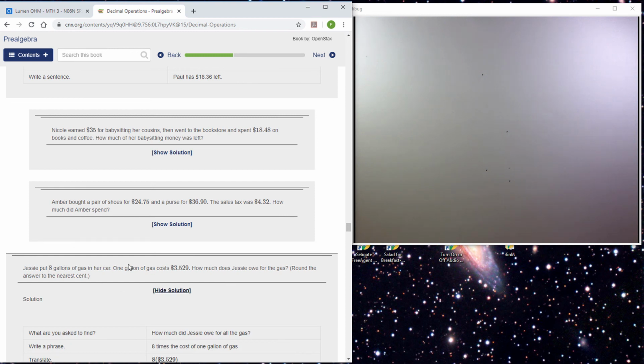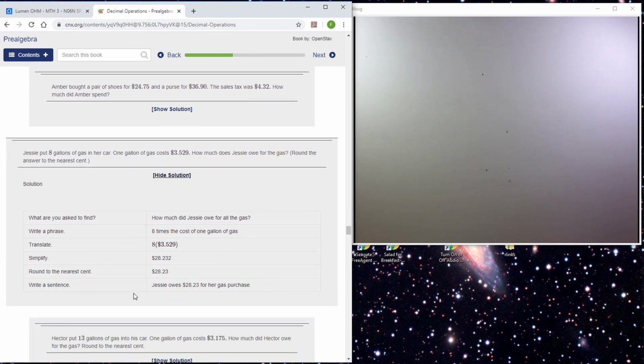Jesse put 8 gallons of gas in the car. 1 gallon costs $3.29. How much does Jesse owe for the gas? Round to the nearest penny. So if each gallon costs $3.29, and they got 8, that sounds like a multiplication problem. 8 times. Then they want you to round to the nearest penny. A lot of times, in most cases, it's a good idea to go ahead and do your rounding at the very end. If you round early, it throws your answer off.